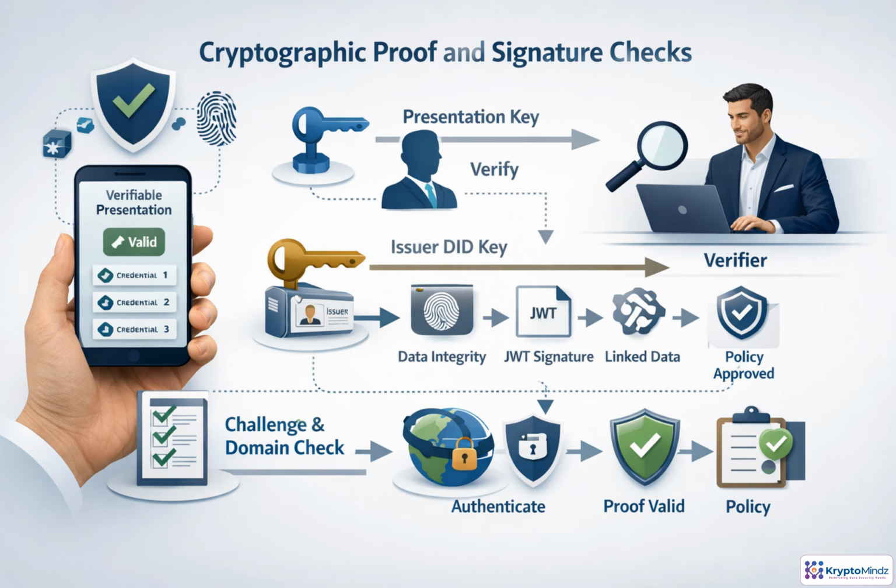Begin with the presentation proof, using the holder's presentation key when the format requires it. Then verify every credential proof against the issuer's DID verification method. The mechanics vary by format: data integrity proofs, JWT signatures, linked data canonicalization, or custom proof logic. Also check challenge and domain values so an old response cannot be replayed somewhere else. Finally, enforce policy for allowed algorithms, proof purposes, and keys. A valid signature proves integrity, not trust.